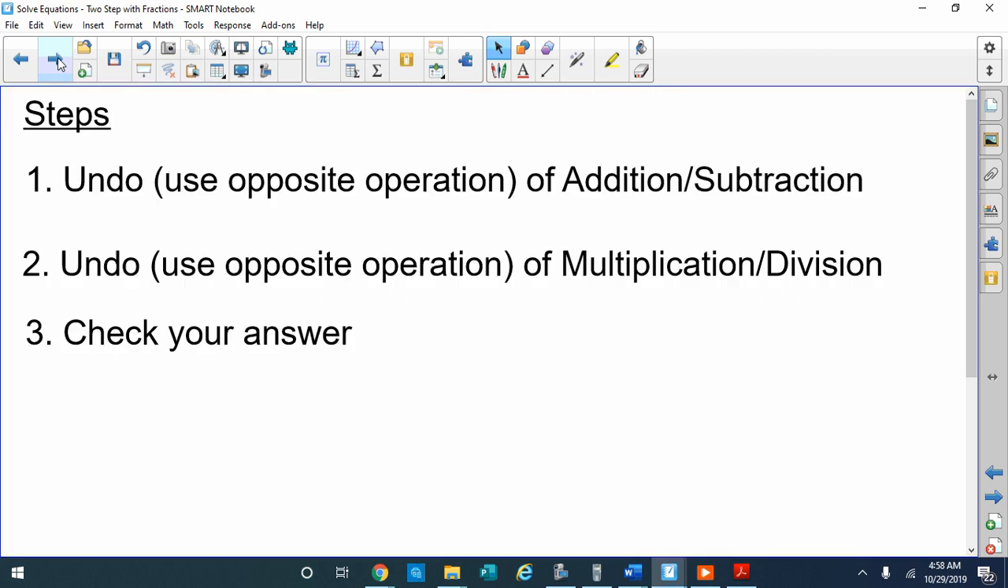They're two-step equations. So the steps are, step one, use the opposite operation because we're going to undo the addition or subtraction. Then we're going to undo by using the opposite operation of multiplication or division. Step three, we're going to check our answer to see if we are correct. So our calculator will definitely be a good friend.